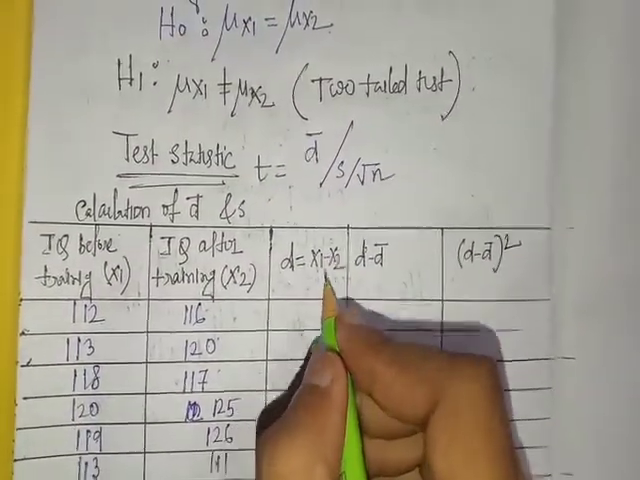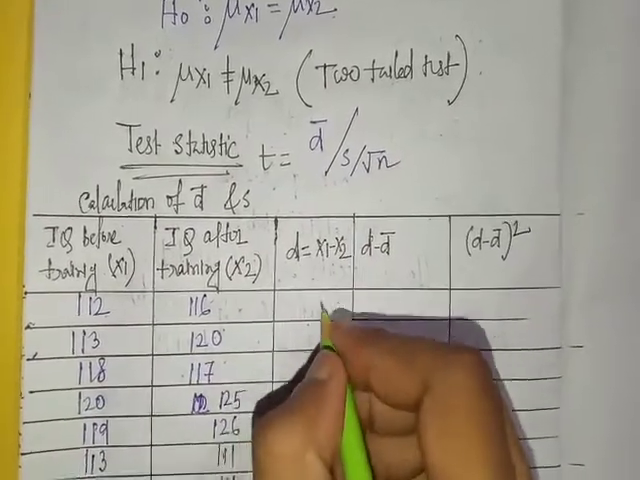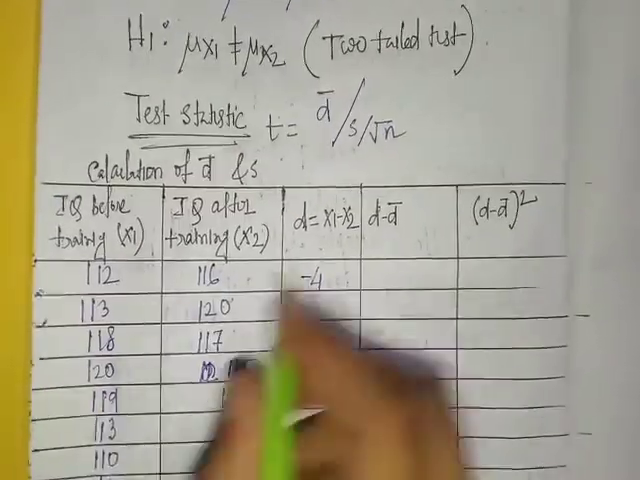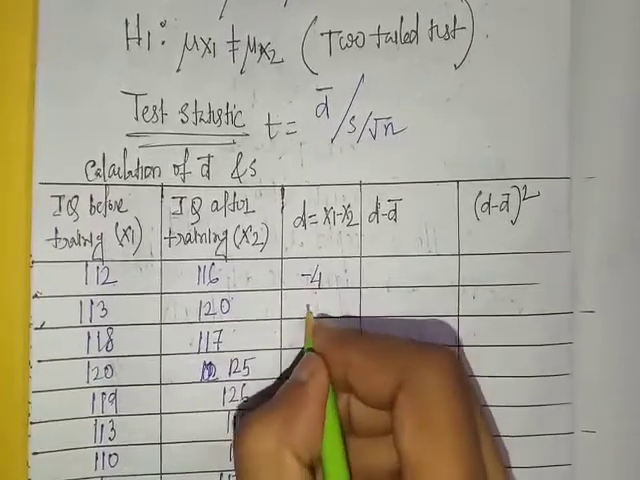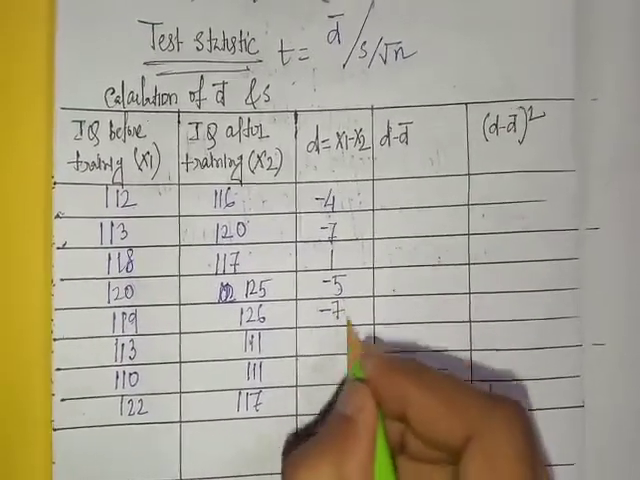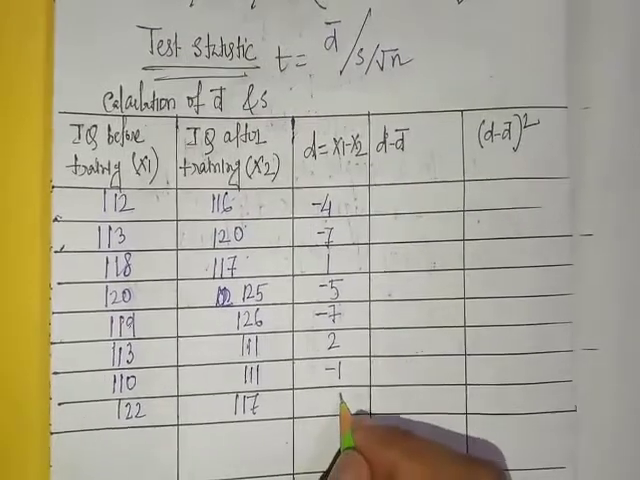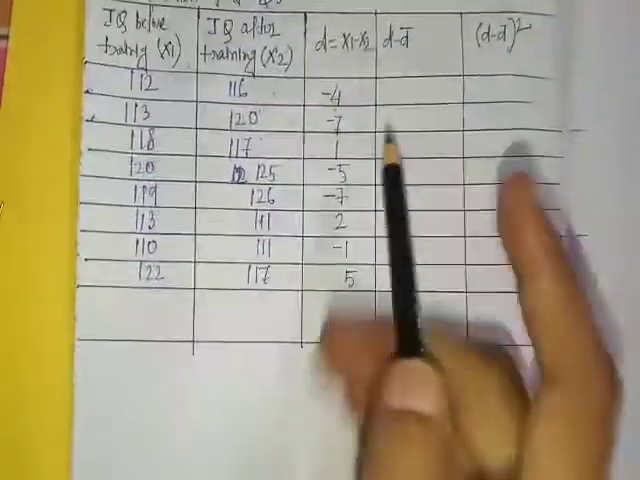d equal to x minus x1 minus x2, that is 112 minus 116, that is minus 4. Similarly, this is 113 minus 120, this is minus 7, this is 1, this is minus 5, minus 7, 2, minus 1 and 5. Next, summation d.